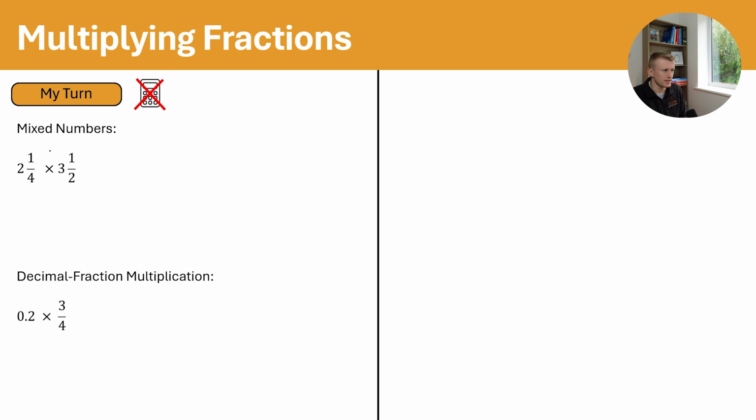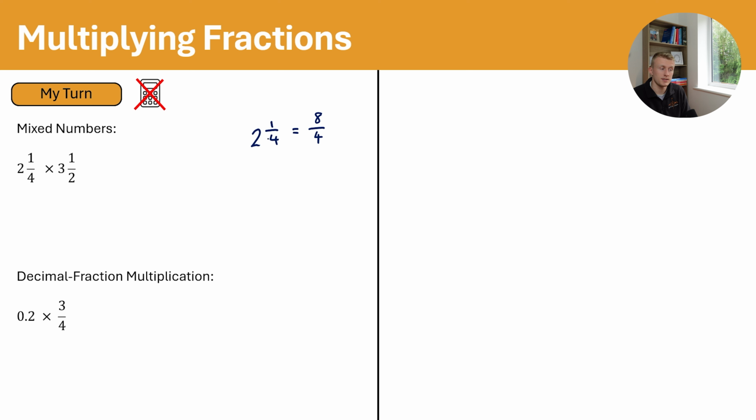Okay, let's look at our next example. We have mixed numbers, 2 1/4 multiplied by 3 1/2. Off to the side, I'm going to convert my 2 1/4 into an improper fraction. And the way I like to do this is by multiplying the denominator by the whole number part. So doing 4 multiplied by 2 to give me 8. And then writing that over the denominator.